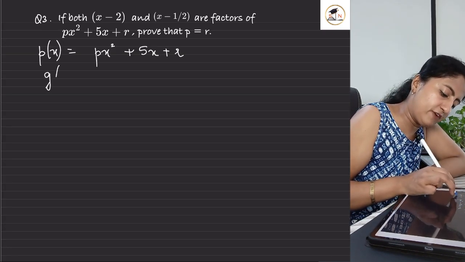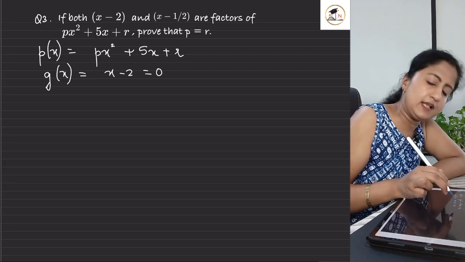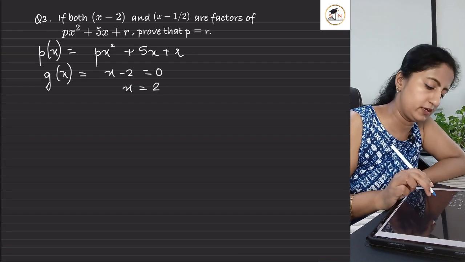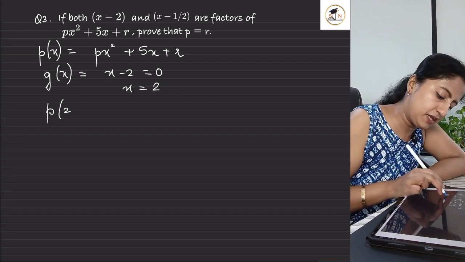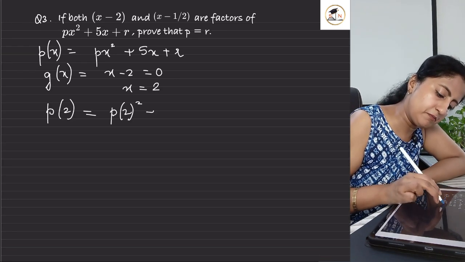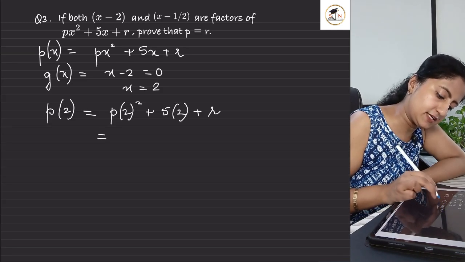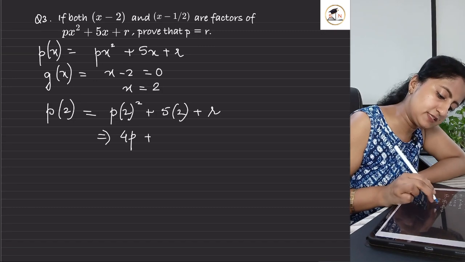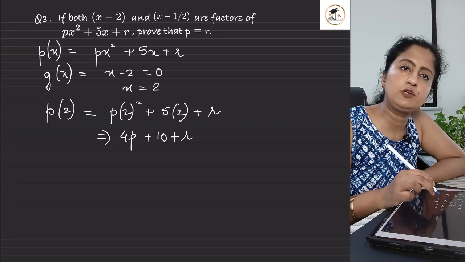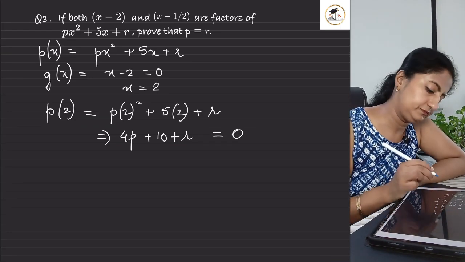And we are given two factors. gx equals x minus 2. I'll equate it with 0 so that I get the zero of the polynomial, which is 2. Substituting it in the main polynomial gives me p times 2 square plus 5 times 2 plus r. That is 4p plus 10 plus r. This is the first one, and we are told that they both are zeros, so this has to have a remainder 0.